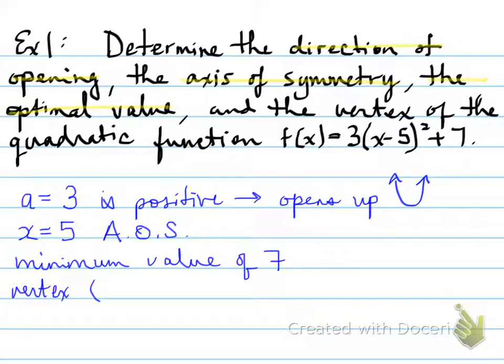And then finally, we need to know the vertex of the quadratic function. The vertex is going to be (5, 7). And that's our vertex here. So we've answered every part of this problem that's listed here.